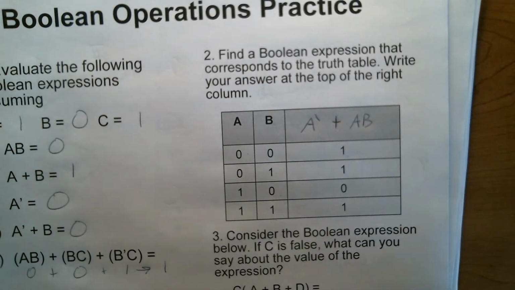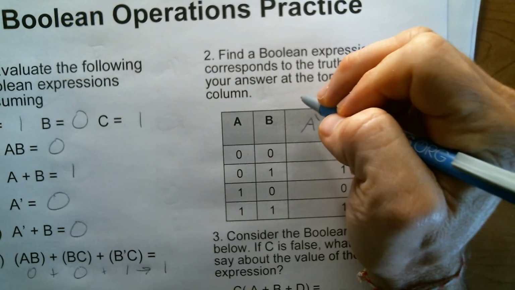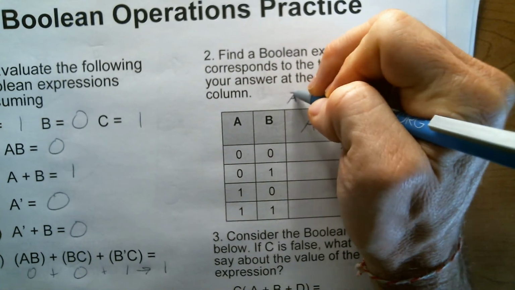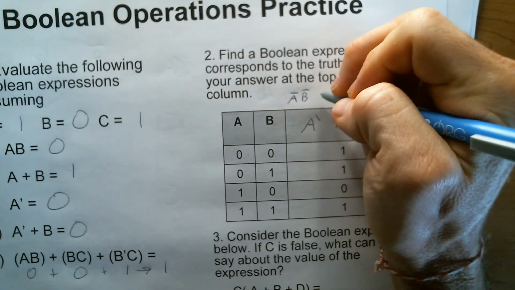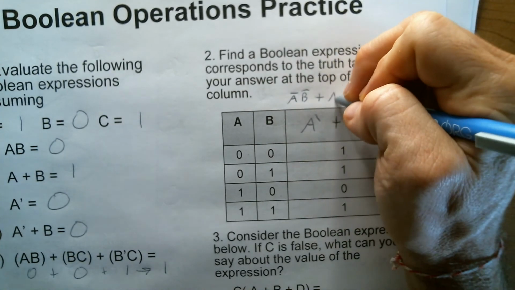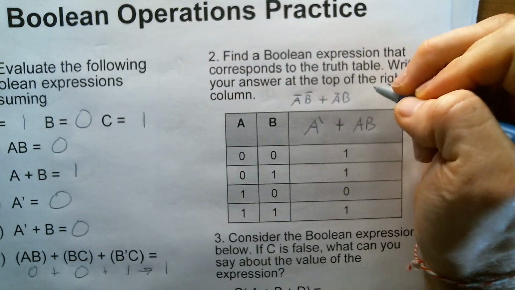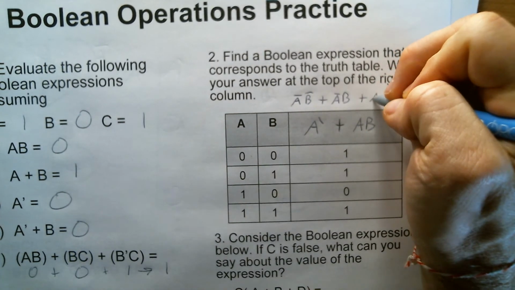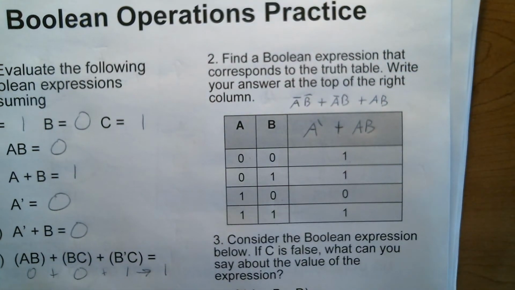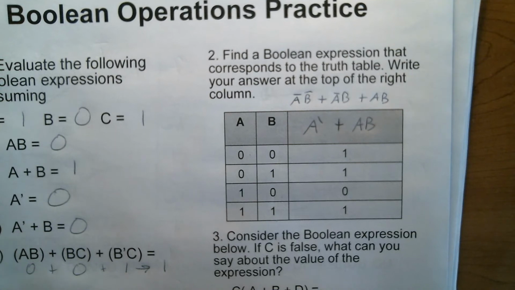This is one solution. Another solution might be this: not A, not B, or not A, B, or A, B. How did I come up with that solution? Well, that's what we're going to learn how to do in a little bit.